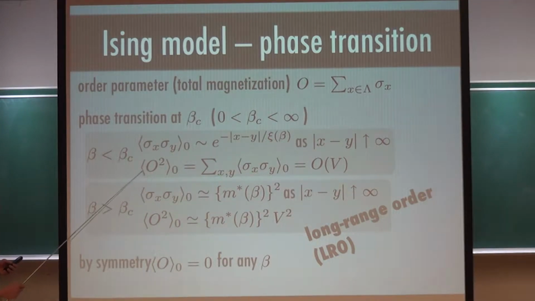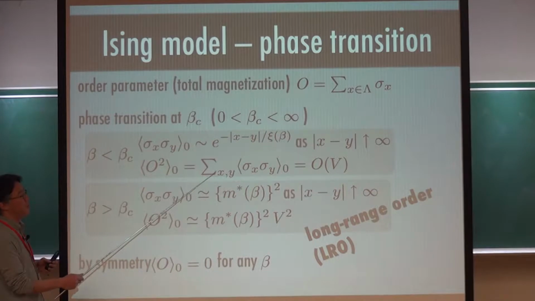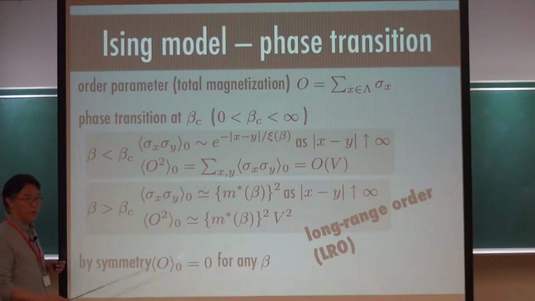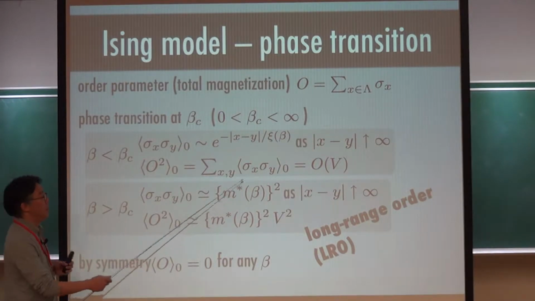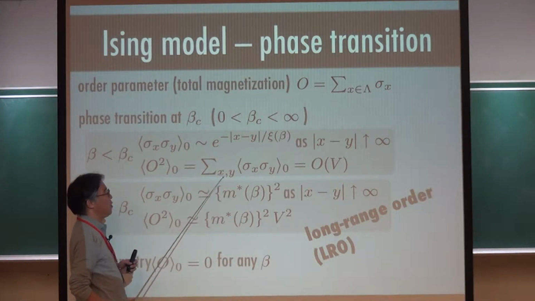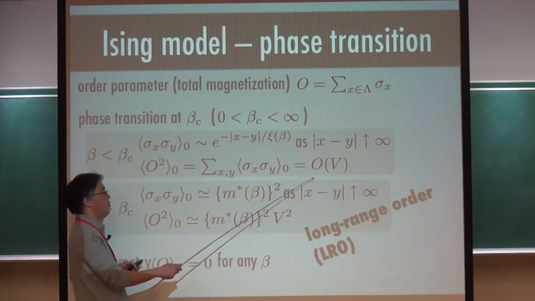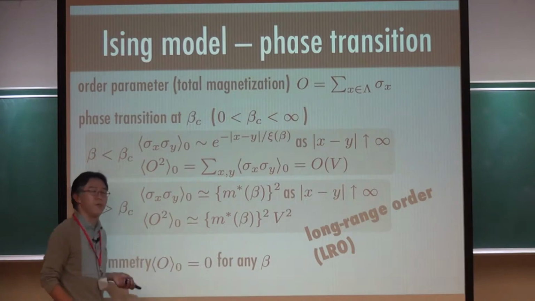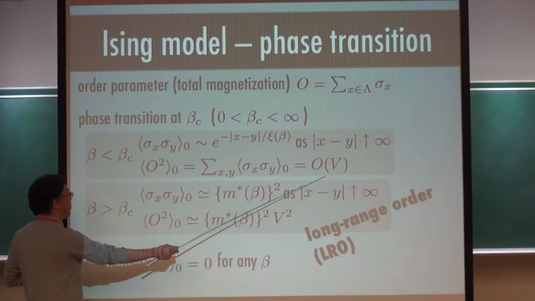In this case, if you look at the expectation value of O squared, this is a double sum, and if you first fix x and sum over y, it converges, and you get a finite quantity. Then you can just sum over x to get V. So this will become V times some finite quantity. So this is of order V.